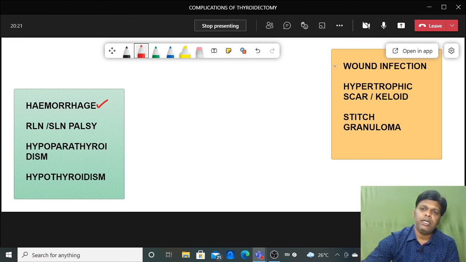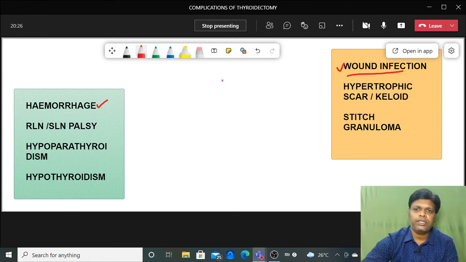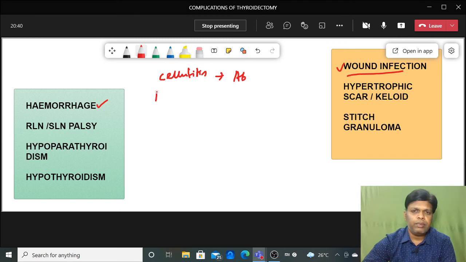If we come to the minor complications, the first one is wound infection. Commonly the patient will present with cellulitis. Cellulitis you can treat with antibiotics, and it will resolve by itself. Sometimes it will present with a deep-seated abscess. In that case you have to plan for incision and drainage.